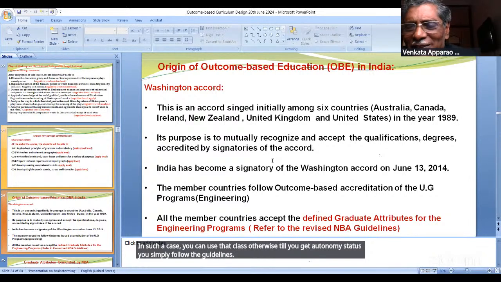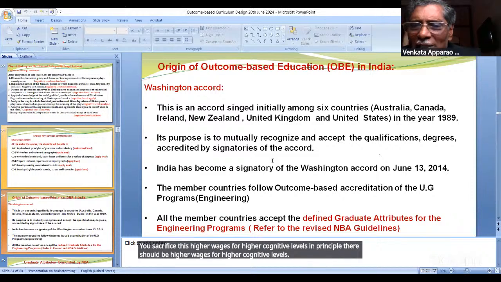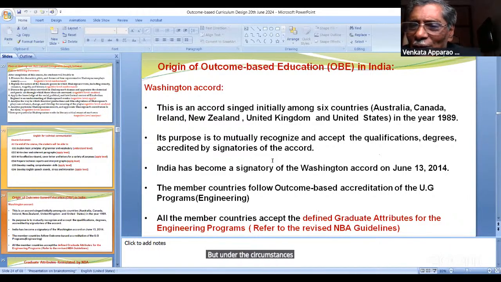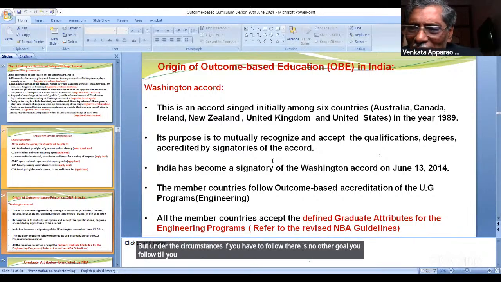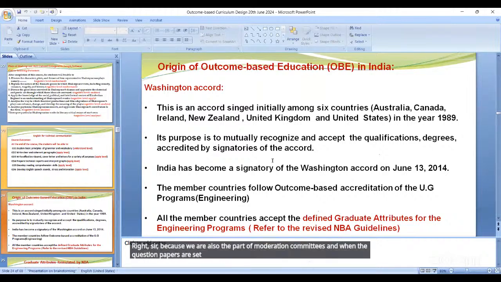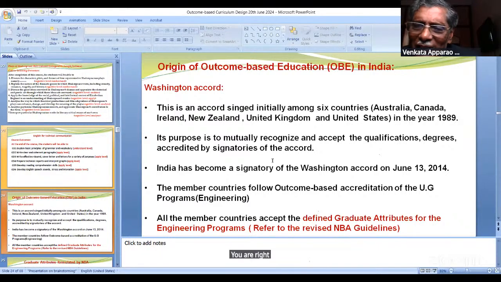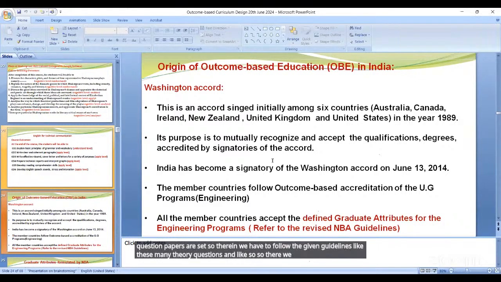You sacrifice this higher weightage for higher cognitive levels. In principle, there should be higher weightage for higher cognitive levels. But under the circumstances, if you have to follow, there is no other go; you follow till you get autonomous status. Right, sir, because we are also part of moderation committees, and when the question papers are set, we have to follow the given guidelines, like many theory questions. So there we cannot deviate.